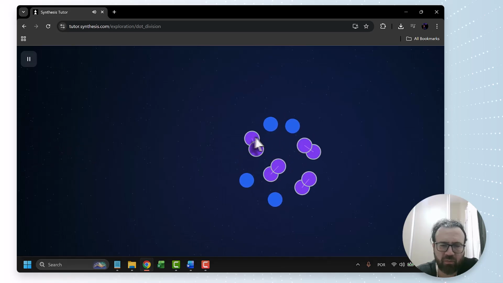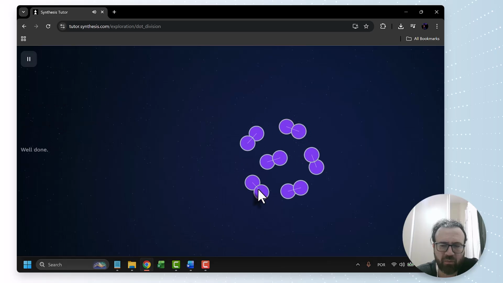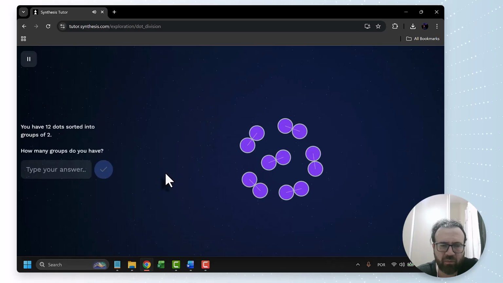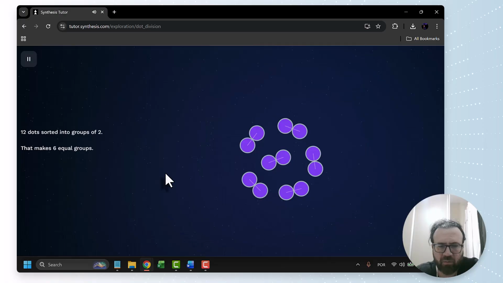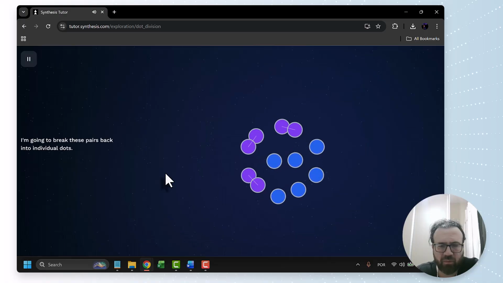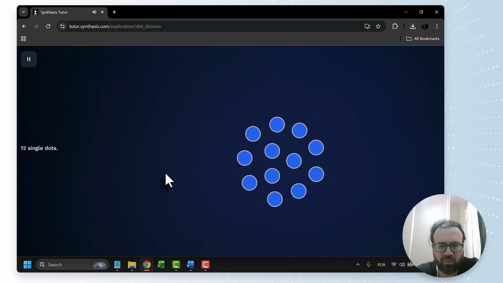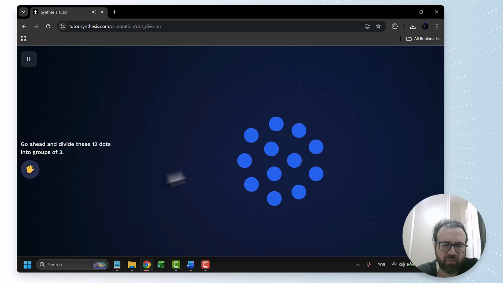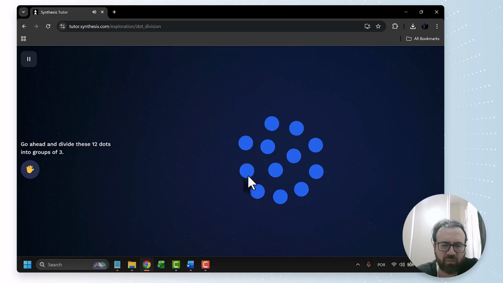Keep pairing the dots. See? Purple pair. Well done. You have 12 dots sorted into groups of 2. How many? That's it. 12 dots sorted into groups of 2. That makes 6 equal groups. Let's try something a little different. I'm going to break these pairs back into individual dots. 12 single dots. Go ahead and divide these 12 dots into groups of 3.